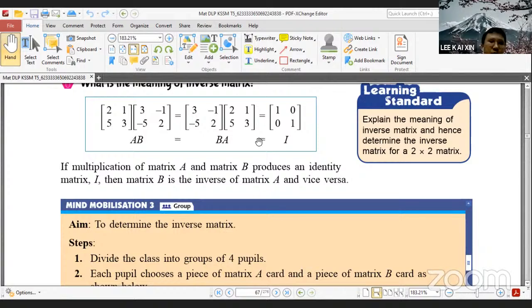Okay, for example, now this one is A times B producing an identity matrix. You get 1, 0, and 0, 1. And so B is the inverse matrix of A. So this one is the inverse matrix of this one. Or vice versa, this one is the inverse matrix of the first one. The second one is the inverse matrix of the first part.